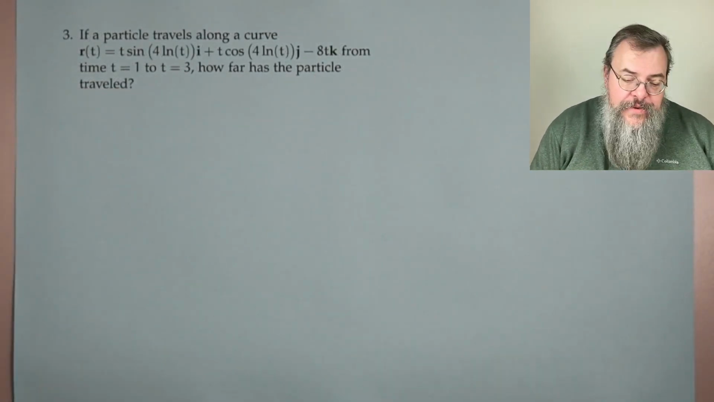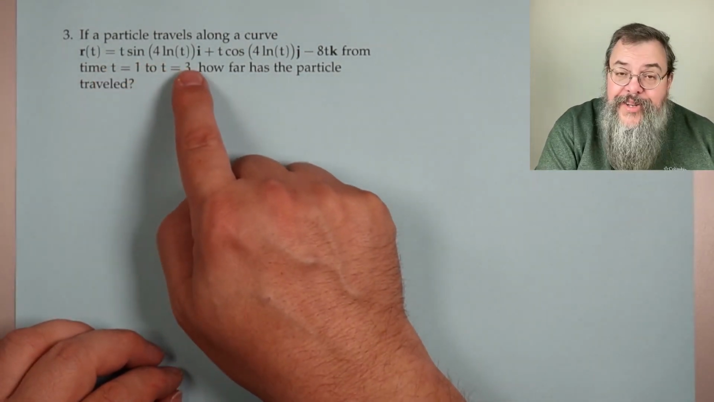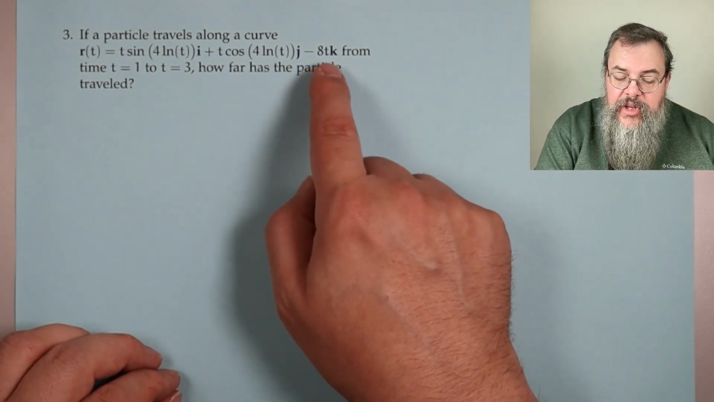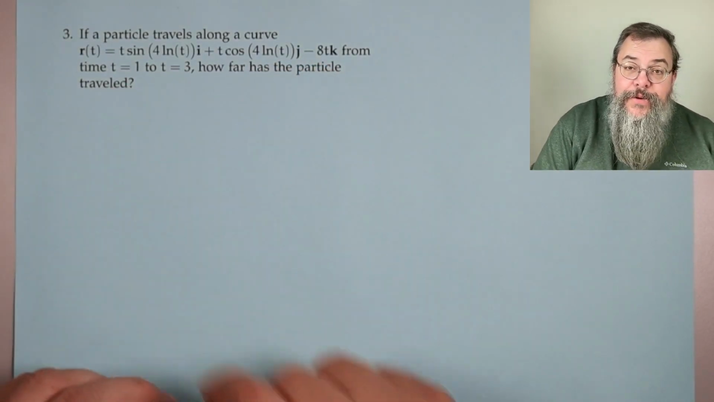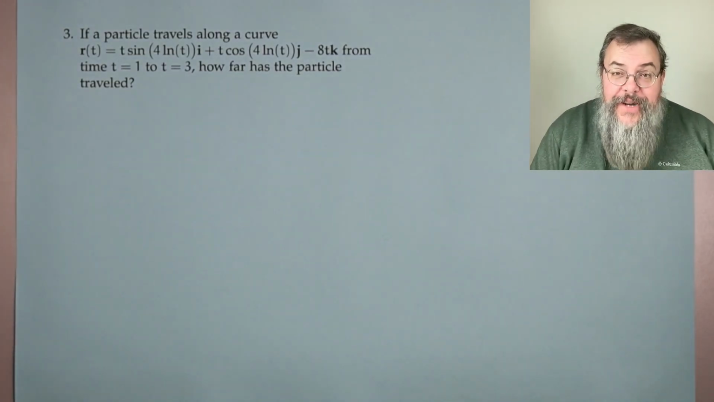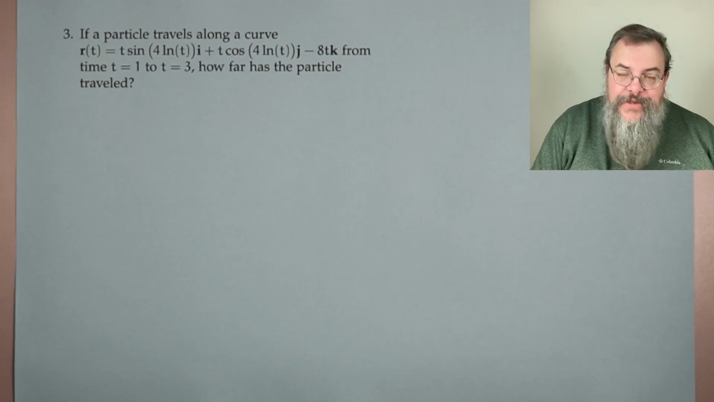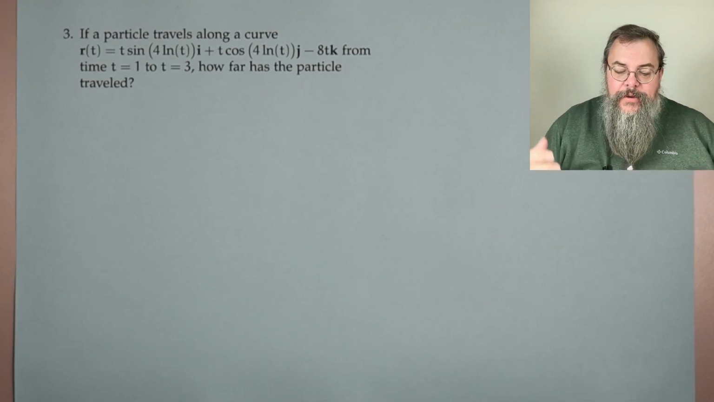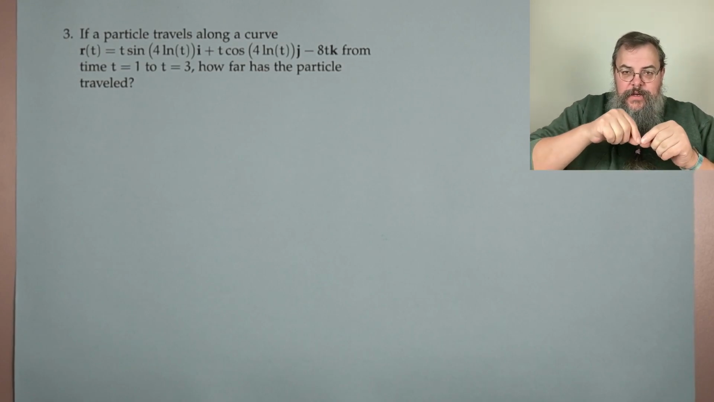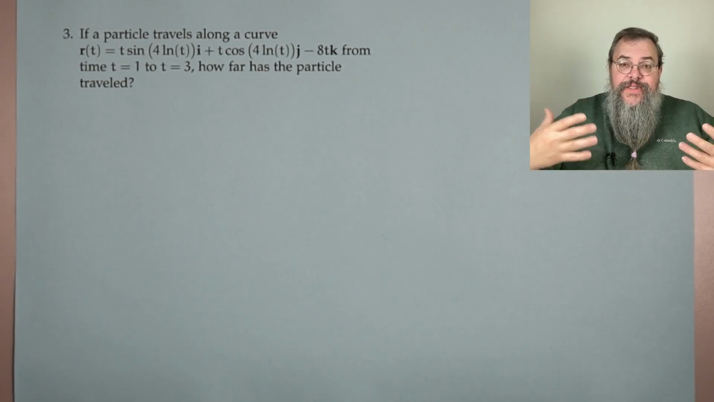If a particle travels along a curve, and we have r of t is t sine 4 log t i plus t cosine 4 log t j minus 8t k from time t equals 1 to t equals 3, how far has the particle traveled? Okay, interesting. Now, this is not where is it here, where is it there, what's the distance between them? We're talking about distance along the curve.